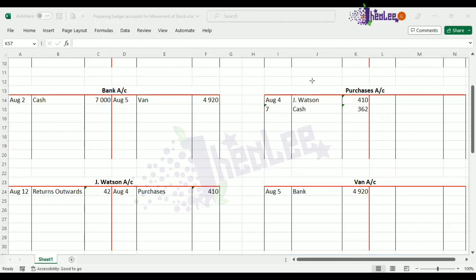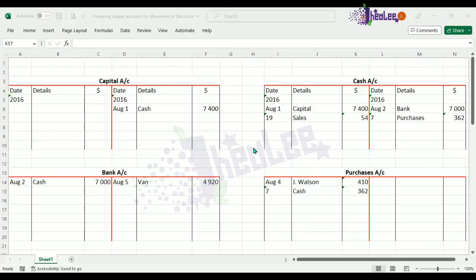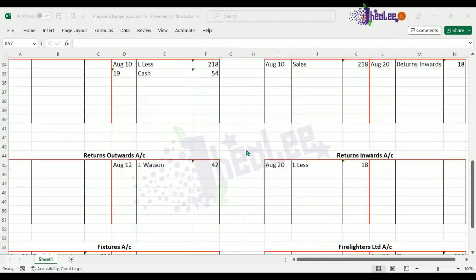Okay, so that basically takes us to the end of this lesson, where we looked at preparing ledger accounts for movement of stock.